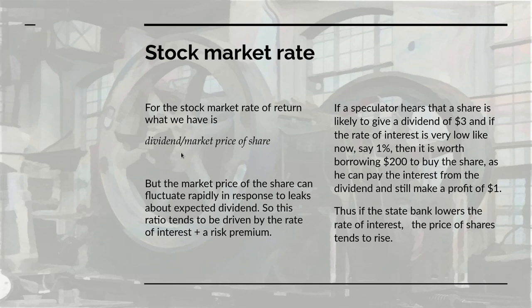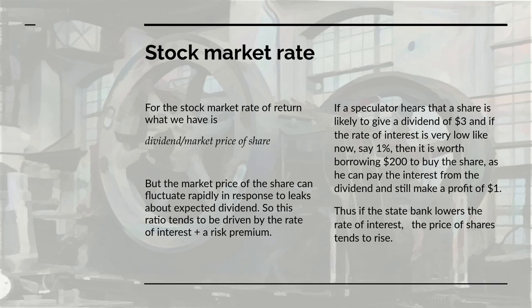And it's important that you don't confuse this with the stock market rate of return. The stock market rate of return is given by dividends over the market price of shares. And these are removed by quite a distance from the real economic relations. Most importantly, because the market price of a share can fluctuate wildly in response to leaks about expected dividends. So this ratio tends to be driven by the rate of interest plus a risk premium.